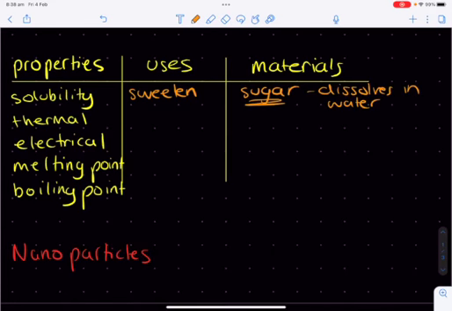But not every material dissolves in water. For example, fat does not dissolve in water. We think about thermal properties. We use these for cooking.